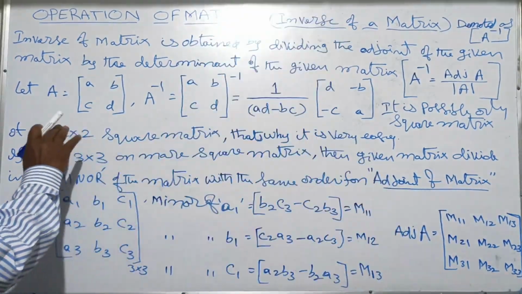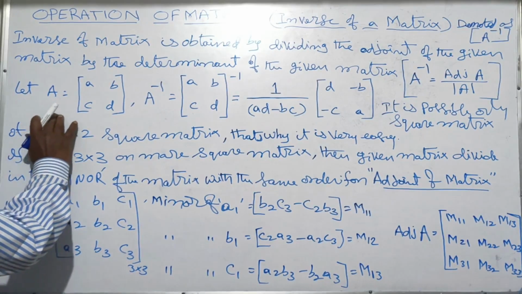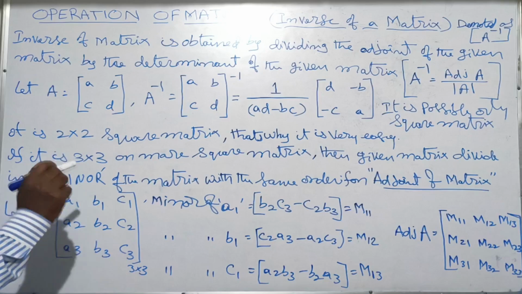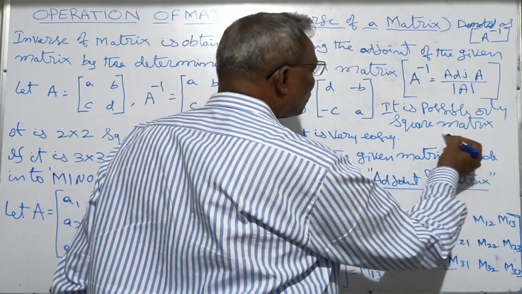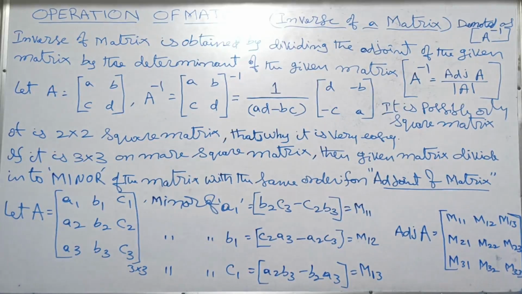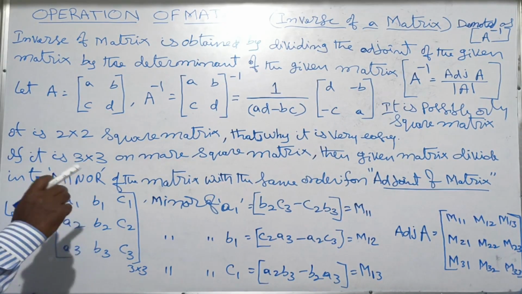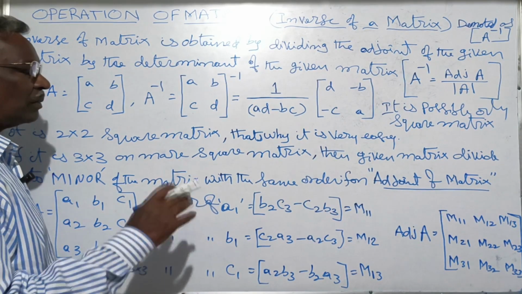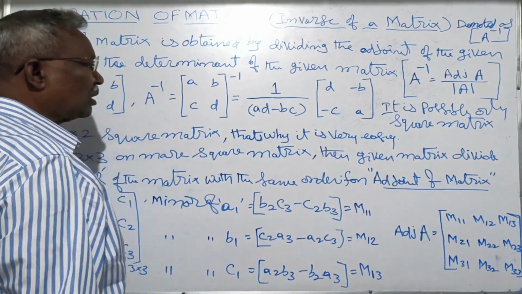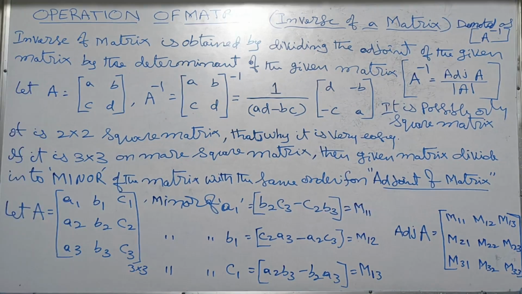Next, from the given matrix, to find the inverse matrix, there are two conditions. Number 1, it must be a square matrix. Number 2, its determinant is not equal to 0.